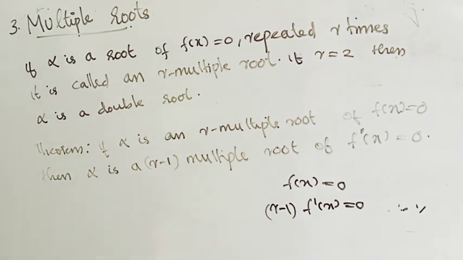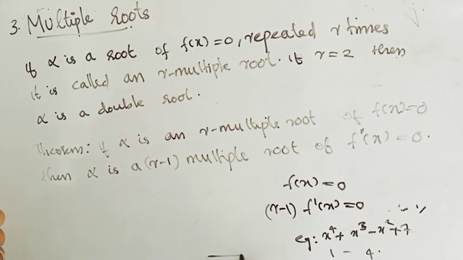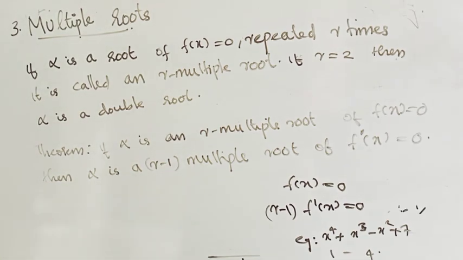This is the theorem. We will show you an example. Let f of x equal to x raised to 4 plus x cube minus x square plus 7. Suppose you consider 1 as a root of this equation, and it is repeated for 4 times, so here r is 4. Then by differentiating this equation, we will get another equation. Then the theorem is saying that this root 1 will be repeated for 3 times. Hope you will get it clear. Then we can solve the problems regarding this topic.